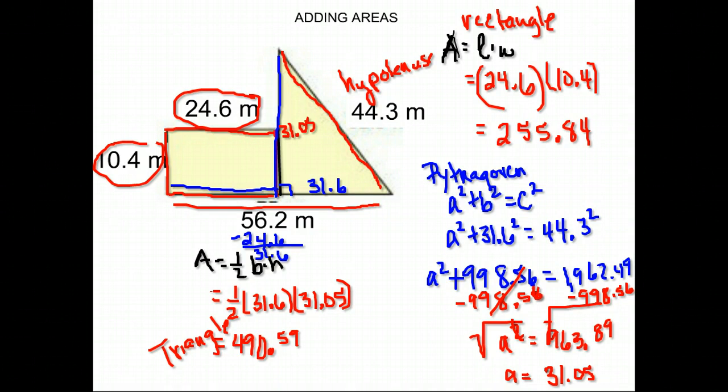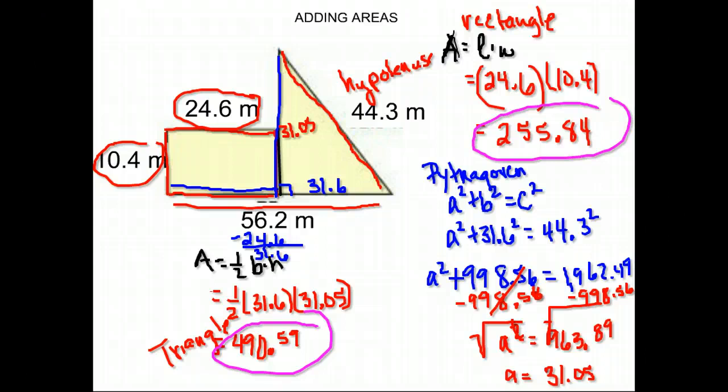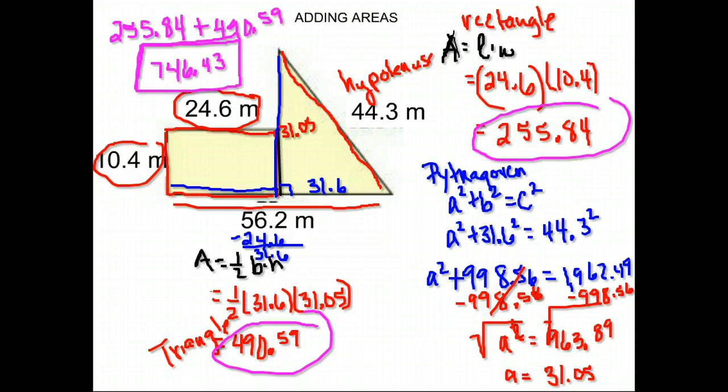Okay, so here's our triangle. Up at the top we had our rectangle, so if we put those two together, we'll have our full area. So we're just going to go ahead and add the triangle to the rectangle. So our total area is 255.84 plus 490.59. And that gives us 746.43 square meters. Okay, so if you have a weird shaped figure, you split it up into figures we recognize, find each of their areas, and then add them together.